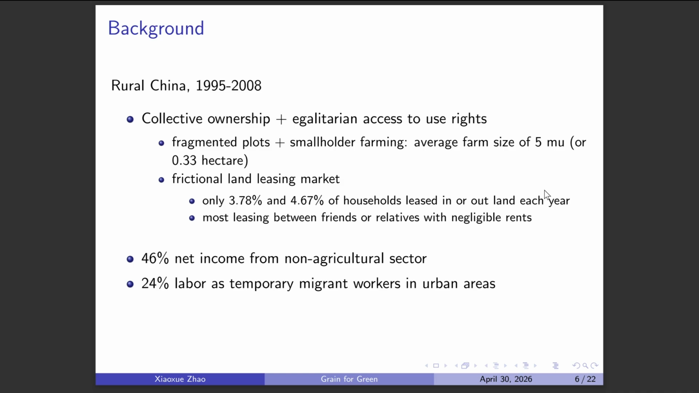So despite a large percentage of rural labor that actually work in urban sectors as temporary migrant workers during this time period, the average percentage of households that ever lease out any land in each year is just about 4.67%. And even among households who lease their land to other people, they are mostly leasing to friends or relatives and receive negligible rents.